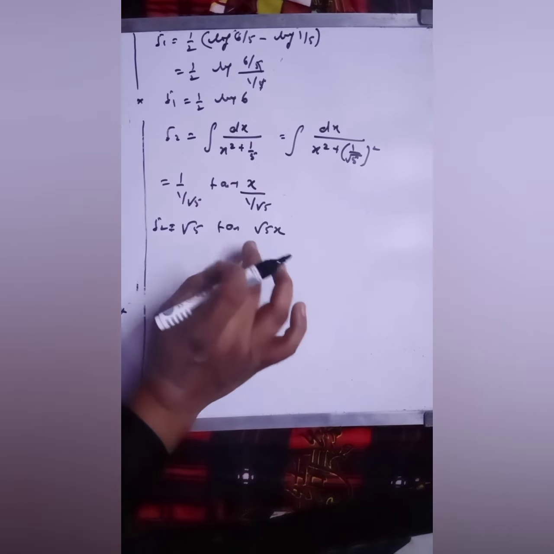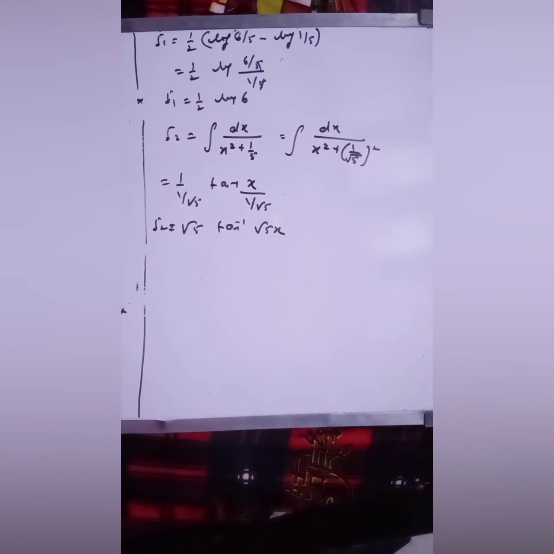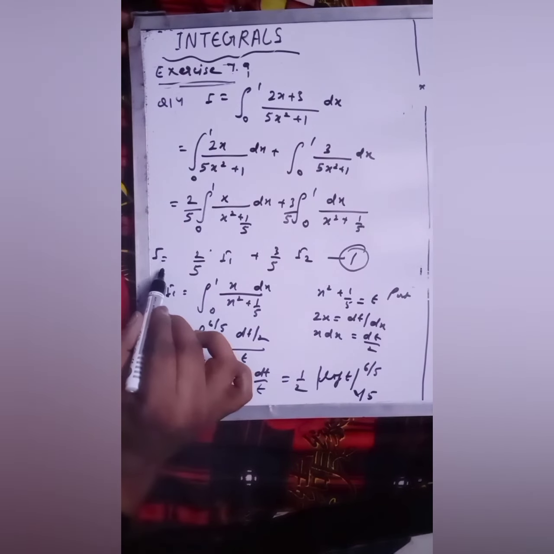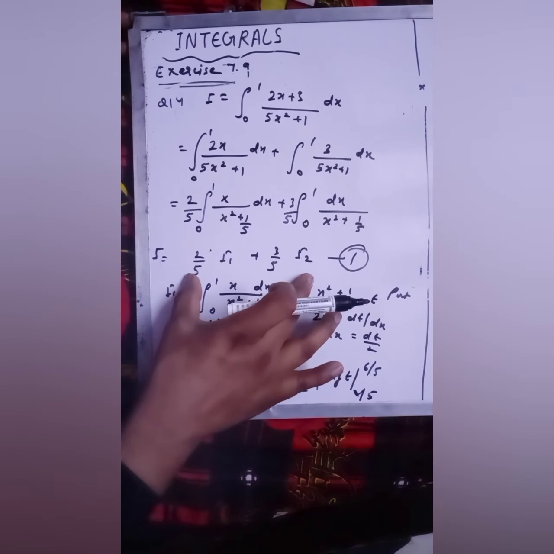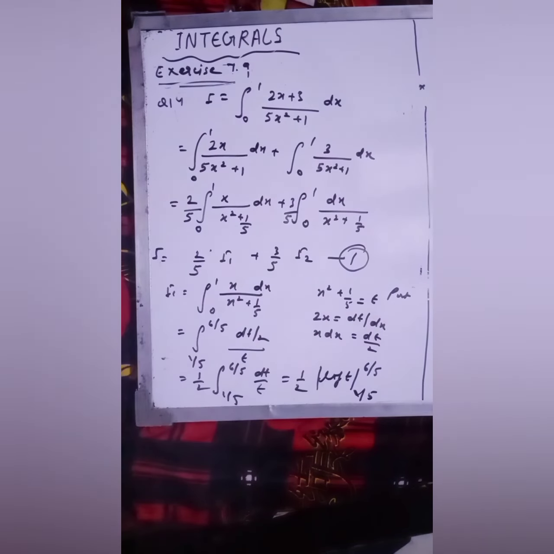Fine, this is your tan inverse. So this is the value of I2, this is the value of I1. Simply you have to put these values of I1 and I2 in this equation, and you will get the answer. Okay children, so this is how you can solve question number 14 of this exercise.